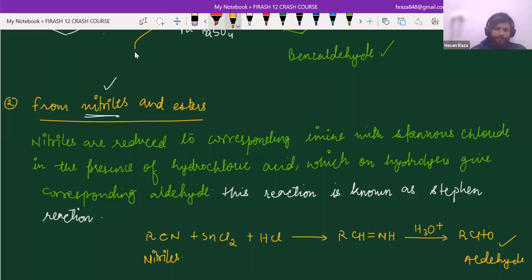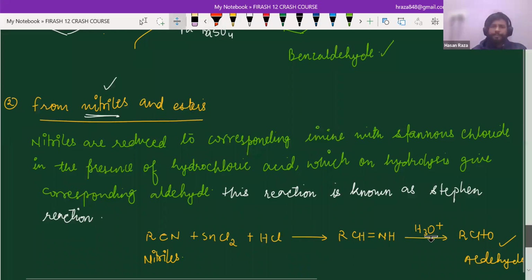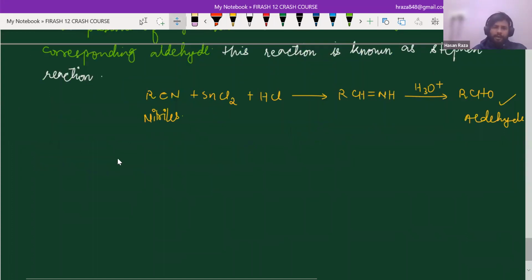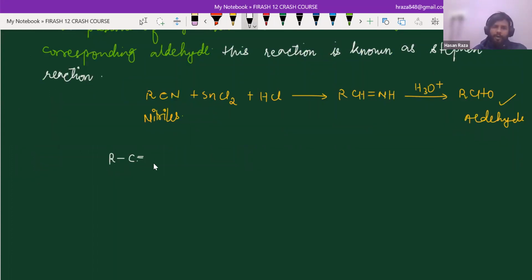Now see how the reaction took place. As you know, RCN is like this, R-C triple bond N. If you react this with stannous chloride in the presence of HCl, what will happen? In order to add hydrogen, or reduce it, one of the bonds will be broken or cleaved, and now hydrogen will be added. So it is a double bond and NH.